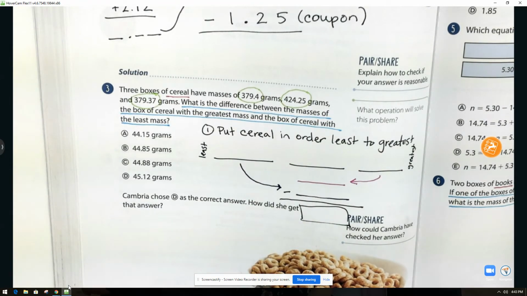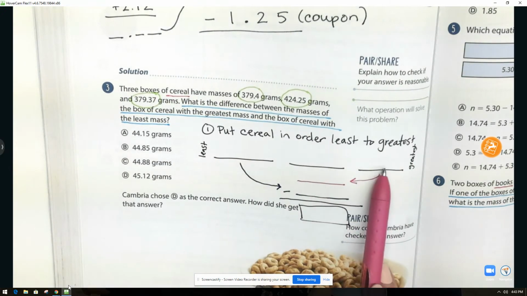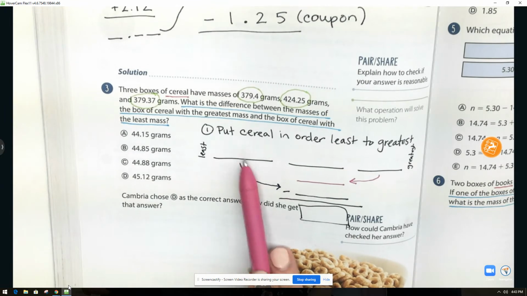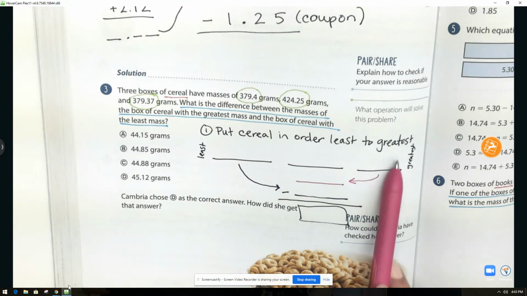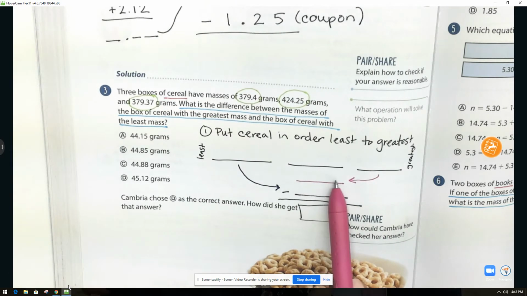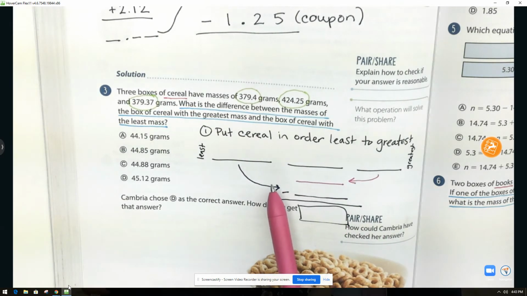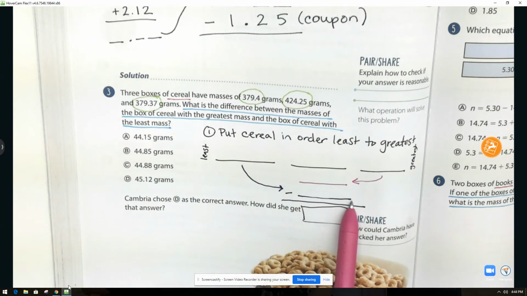Then, making sure you do that, you're going to go ahead and put the least number here, the middle number here, and the greatest number here, or the smallest, the middle, and the biggest. Then you're going to take your greatest number, your biggest number, and you're going to write it on this line here. Then you're going to take your least number and you're going to put it on this line here.